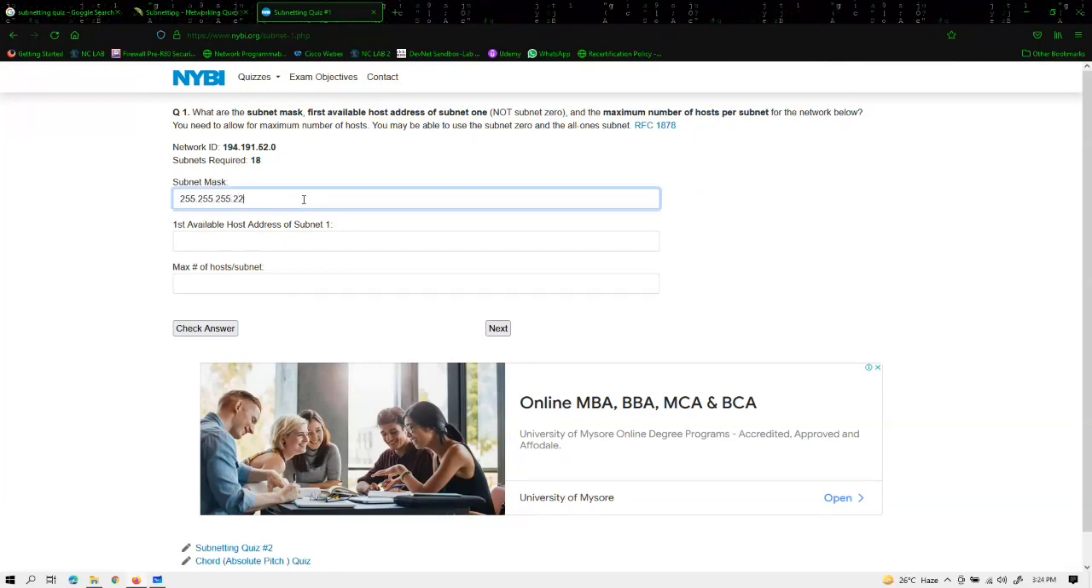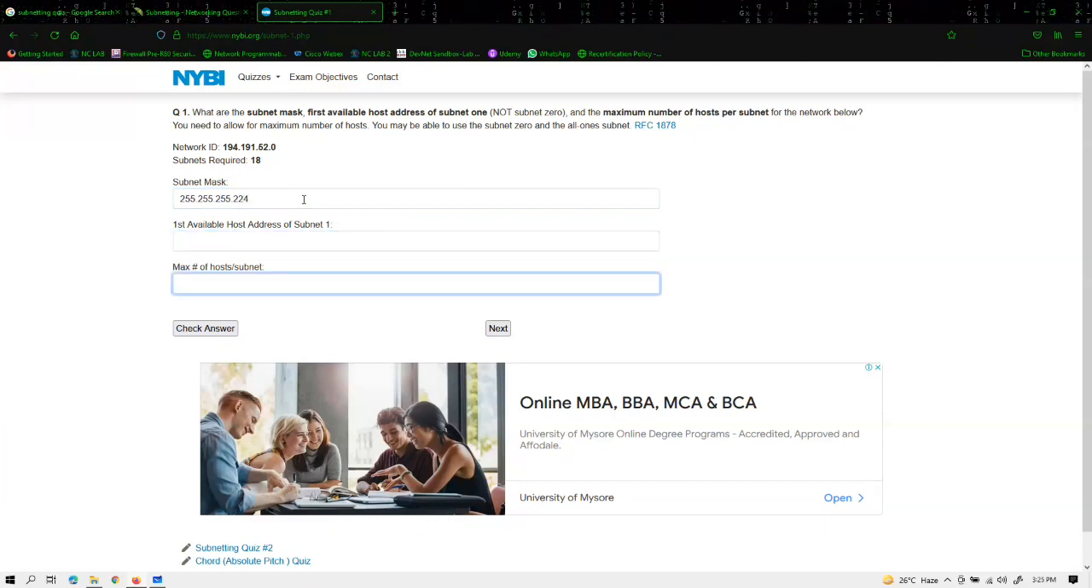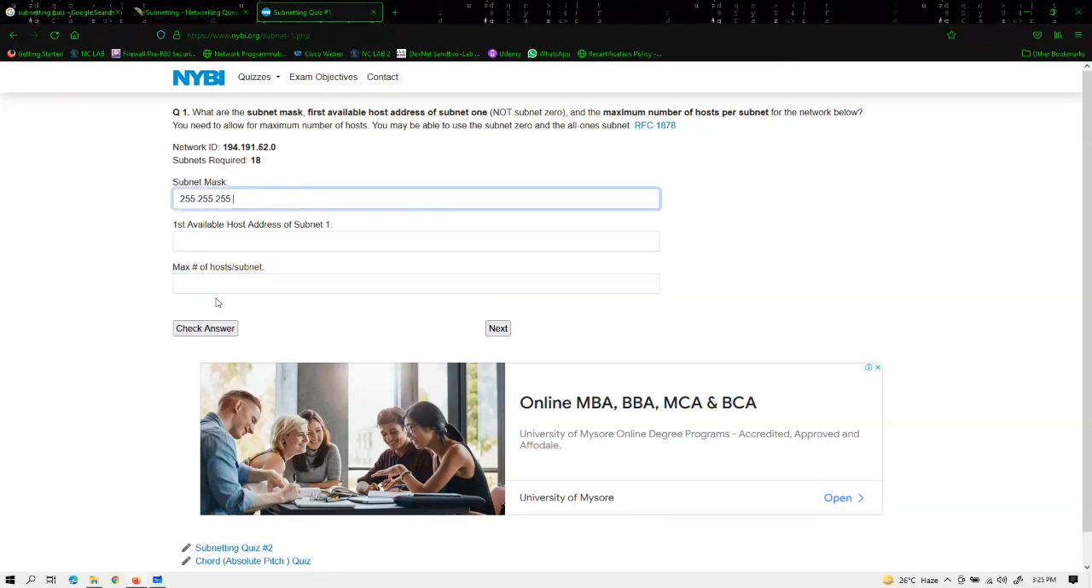255.255.255.224. Yes. Then number of hosts. The remaining are 32, and the number of hosts will be 30. I mean the usable hosts, right? And the number of hosts will be 32. How? Because we are subtracting 224 out of 256, right? No. First of all, this subnet mask, change this. The subnet mask is not correct.